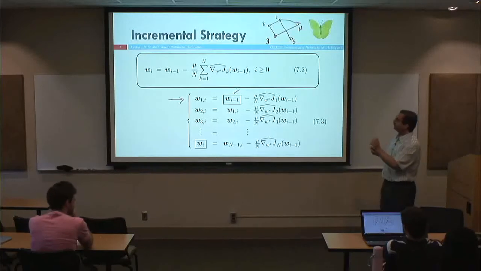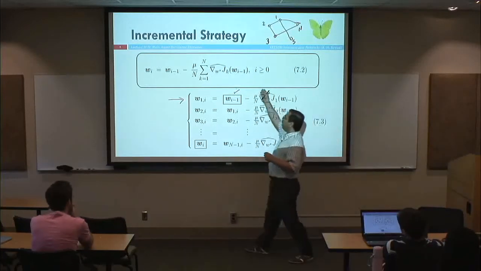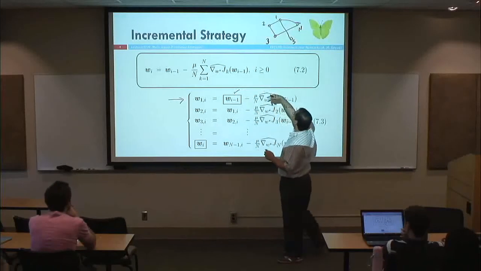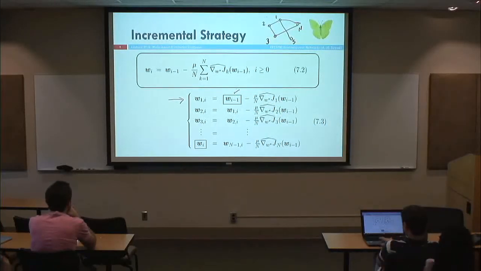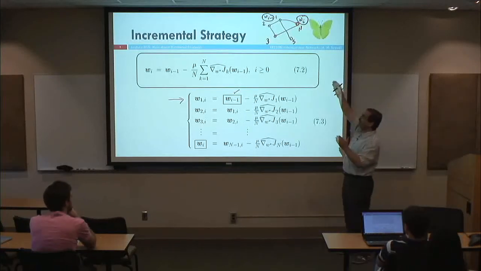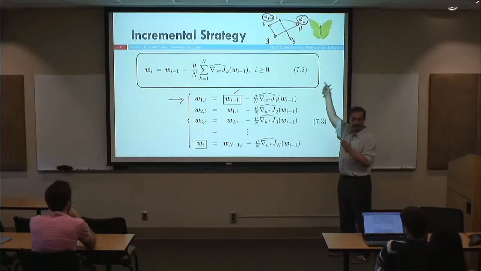Every agent is contributing to computing that sum. Here you start with Wi minus 1 at agent 1. By the time you arrive at agent n, you will have the Wi that you wanted. And now you repeat. Wi moves to agent 1, and then the process repeats. Fine?